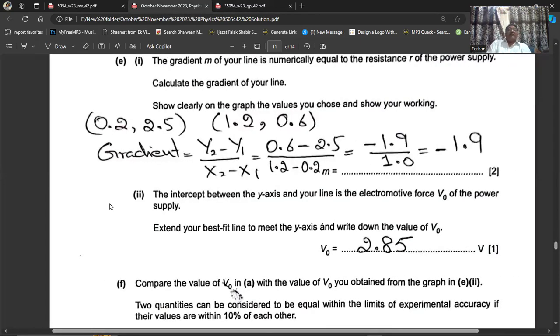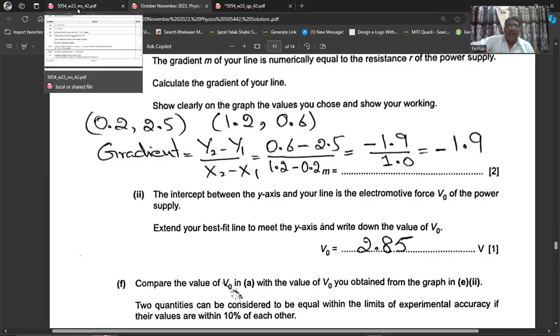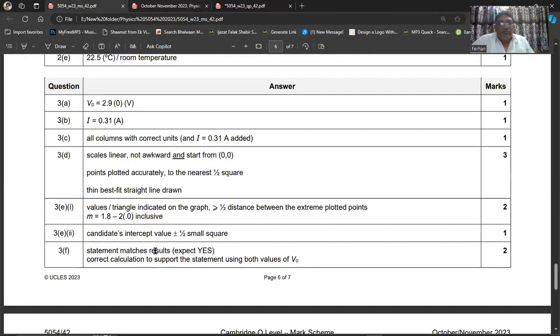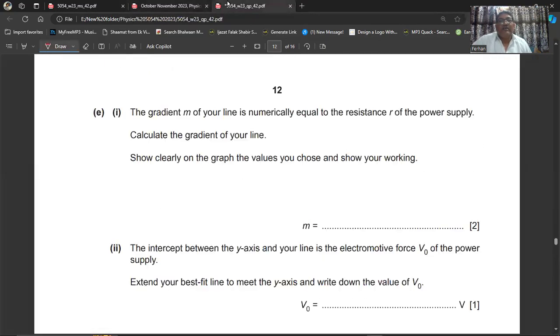Okay, so I have taken 0.2 comma 2.5 and 1.2 comma 0.6. So the gradient will be y2 minus y1 divided by x2 minus x1. You can also say v2 minus v1 divided by I2 minus I1. So it will be 0.6 minus 2.5 and the whole thing divided by 1.2 minus 0.2, and it will be minus 1.9 divided by 1, and that gradient is minus 1.9. So just ignore that negative sign because the gradient is basically equals to the resistance. So that will be 1.2 to 2. So our answer is right. This is how you do it.